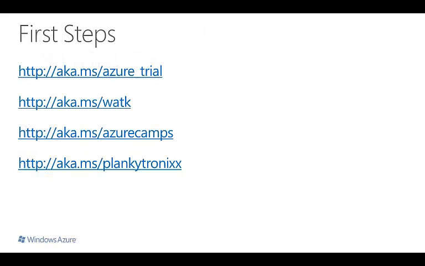Now, in terms of resources, one of the very first things you're going to want to do is get hold of a free 90-day subscription. That first link there will do that for you, aka.ms/azure_trial. What that gives you is 750 hours of a small compute instance. I'll tell you what that is in a minute. But 750 hours of a server, basically, per month for the first 3 months.